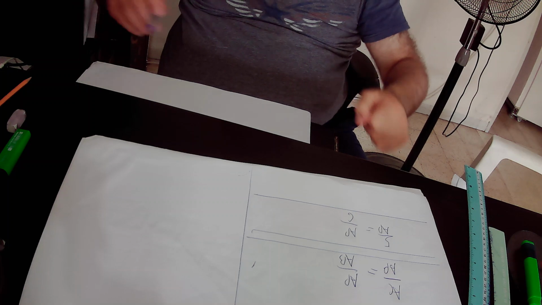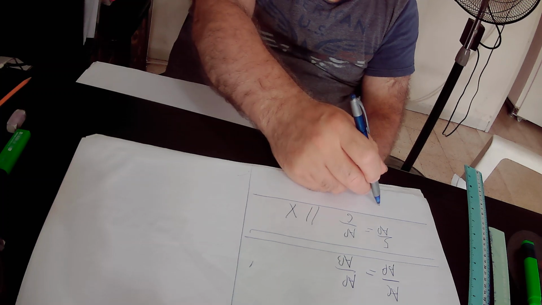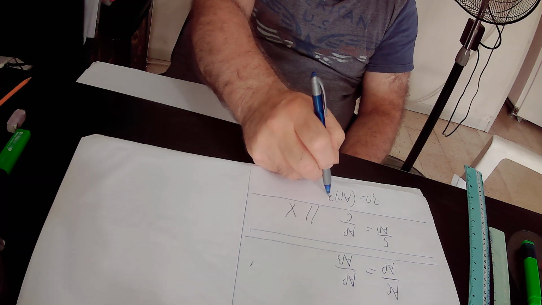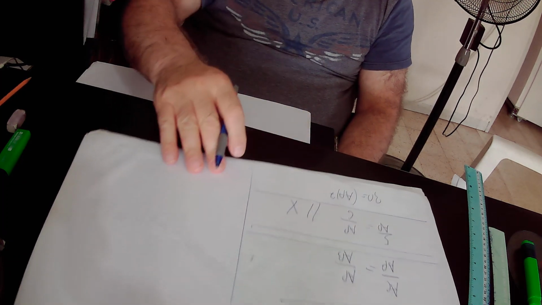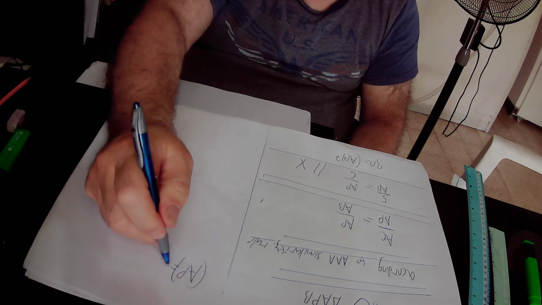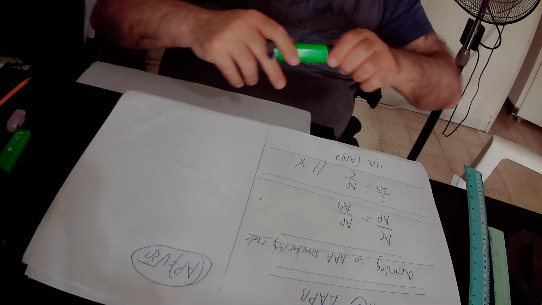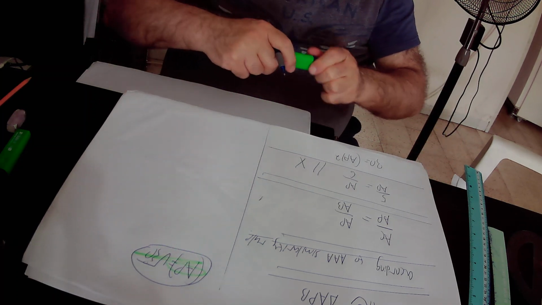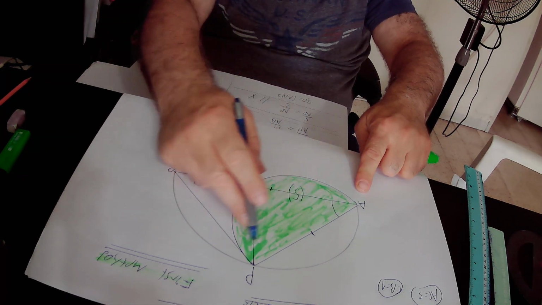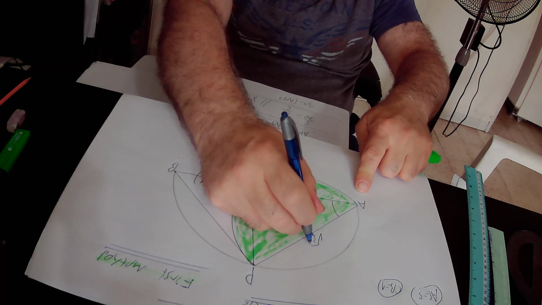Here we cross multiply this equation, and we get that 5 times 6 is 30, so 30 equals AP squared. Here we take the root of this equation, and finally we get that the missing side AP equals the square root of 30 units in length. This is the missing side AP. This is actually the diameter of this green semicircle, and it equals the square root of 30 units in length.